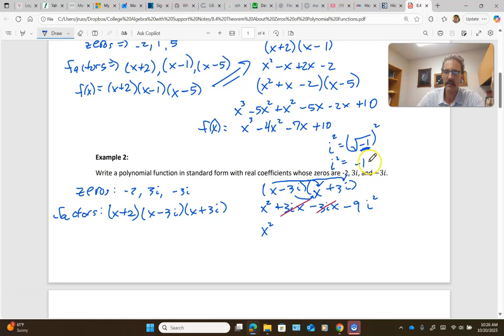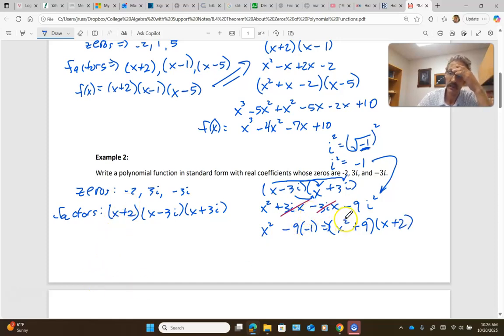So i squared, this goes back to the definition of what i is. i squared is -1. Okay, so what you're going to do here, guys, is substitute i squared with -1. And so you end up with -9 times -1, and this will turn into a +9. So you'll end up with x squared plus 9. Okay, go ahead and keep that in parentheses, because now you're going to multiply it by this last binomial factor, which is x plus 2.